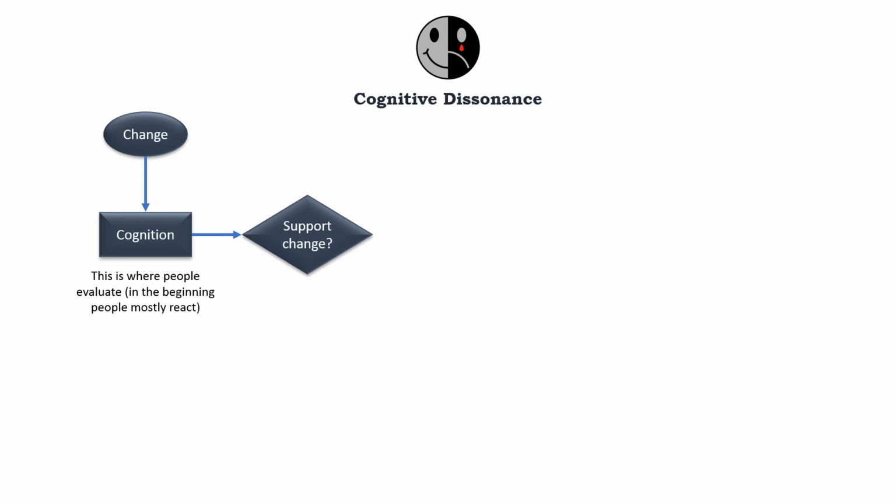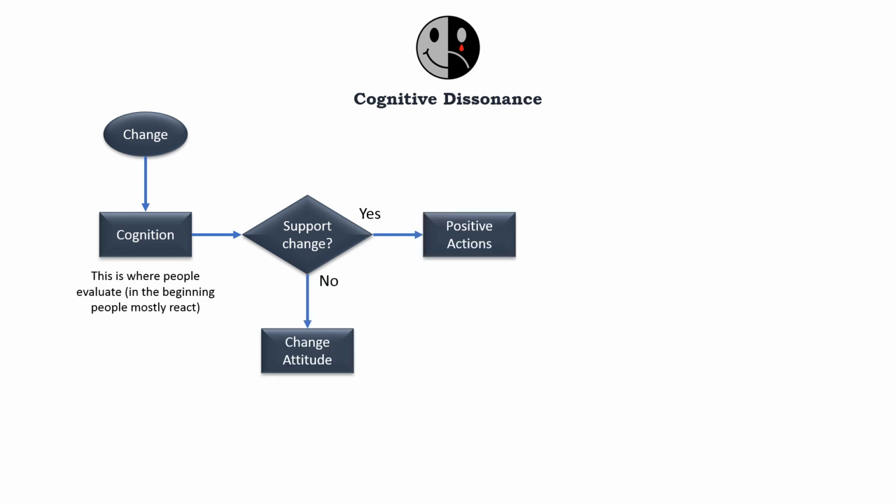So the change is introduced, it leads to cognition. This is where people evaluate the change and, honestly, most likely react in the beginning. The evaluation results into either the support for change or no support for the change. If yes, that leads to positive actions. If no, we need to work on to tweak the attitude of people.